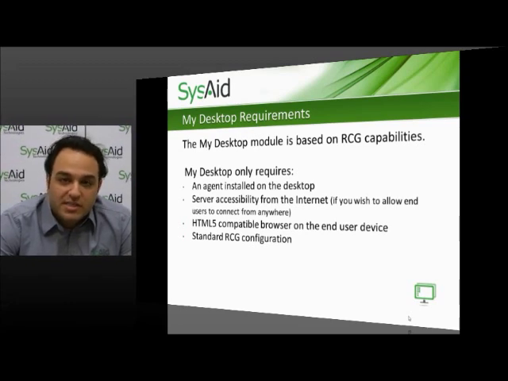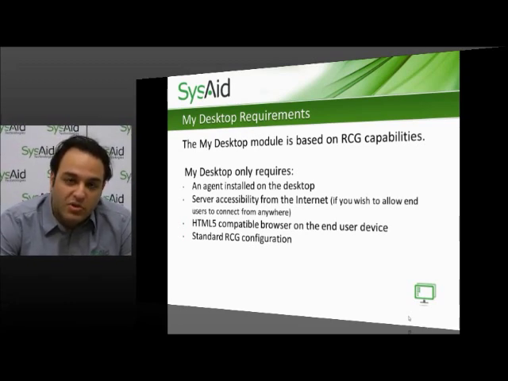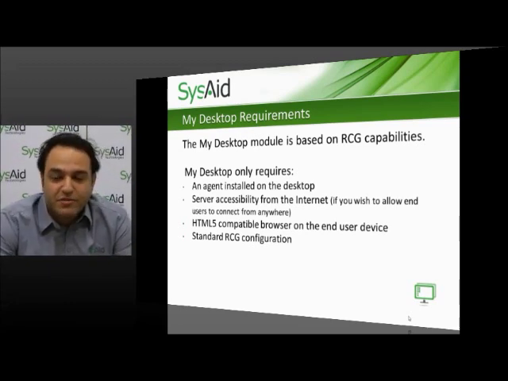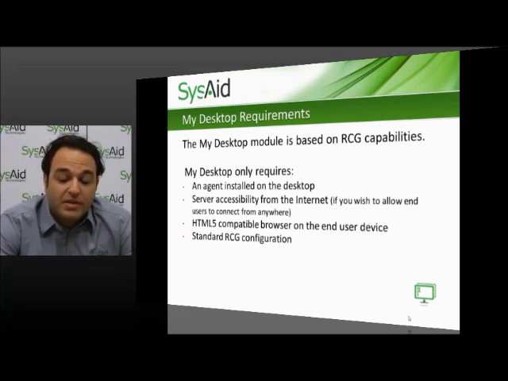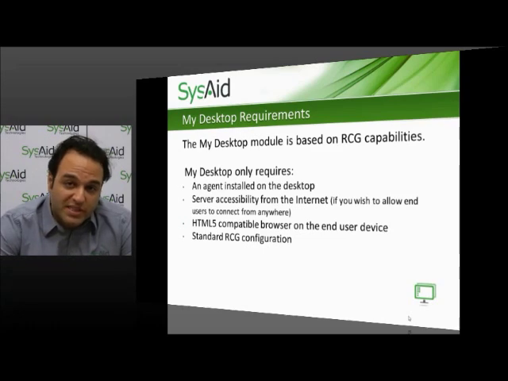It requires the SysAid agent to be installed on client computers, which you probably already have because you have asset management with SysAid. It requires the server to be accessible to the end users over the internet if you want to allow end users to remote into the desktops from home, from anywhere basically in the world. You're going to need to make sure your SysAid server is accessible from the internet.